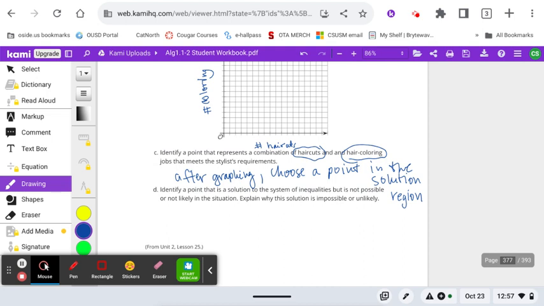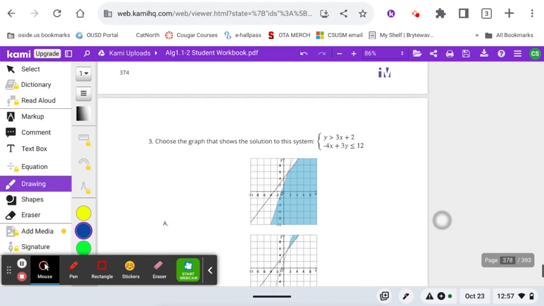Identify a point that is a solution to the system, but it's not possible or not likely. Explain why the solution is impossible or unlikely. So think about that one a little bit and see what you come up with.